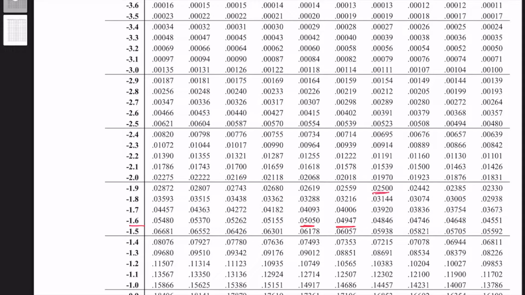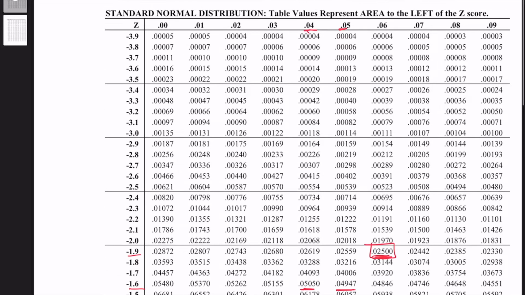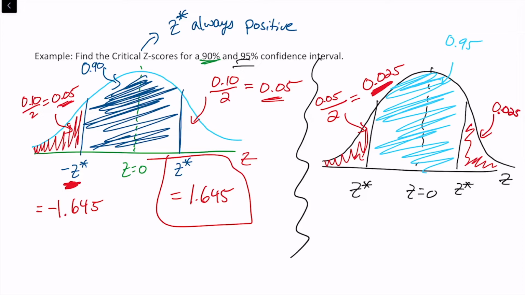Let's see. Oh, we land on it really close right there. So hopefully you guys can see this on video. So what is that z-score? Backing it out, it's a negative 1.96. So the negative z-score, I'm sorry, that should be a negative there, is a negative 1.96, which means our actual critical value that we're going to use is a positive 1.96, right?